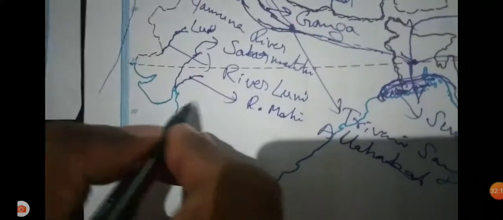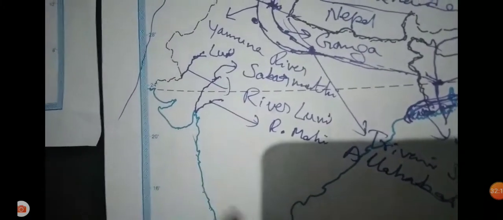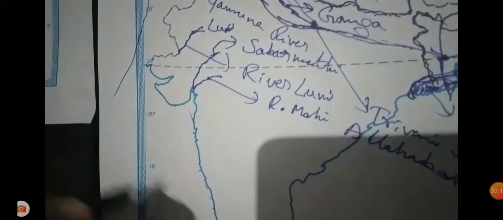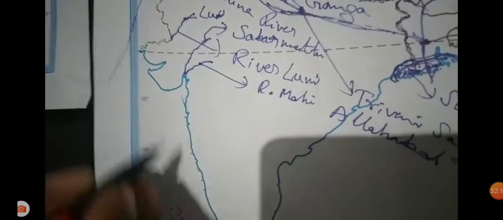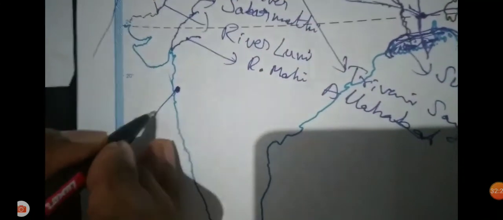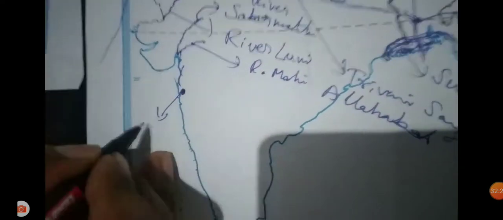So there are two west-flowing rivers here. Narmada I will draw later. We have located this place, Mumbai.